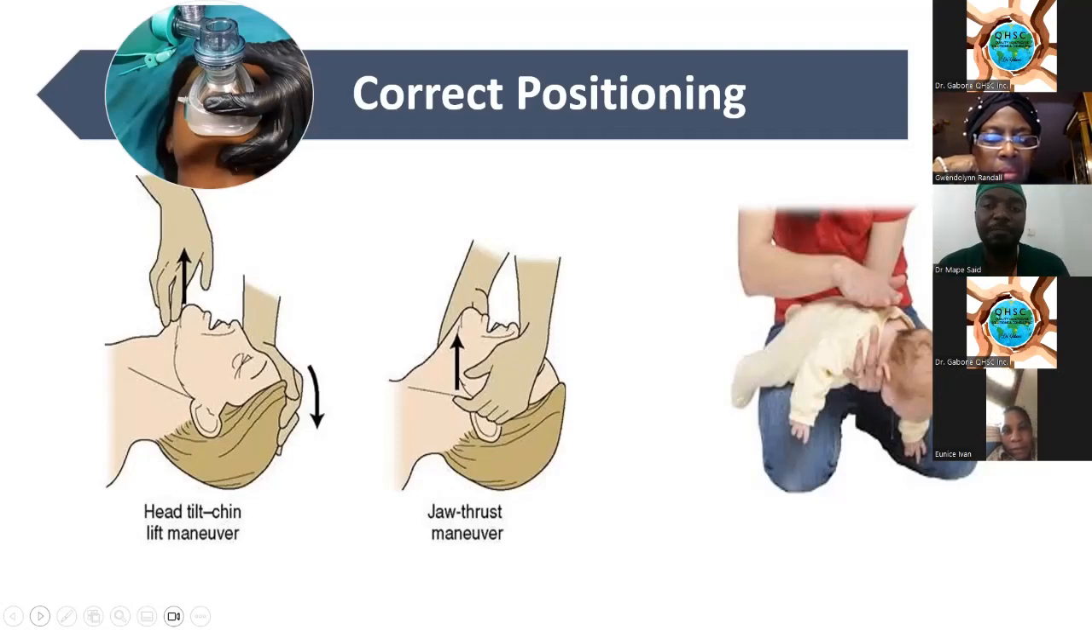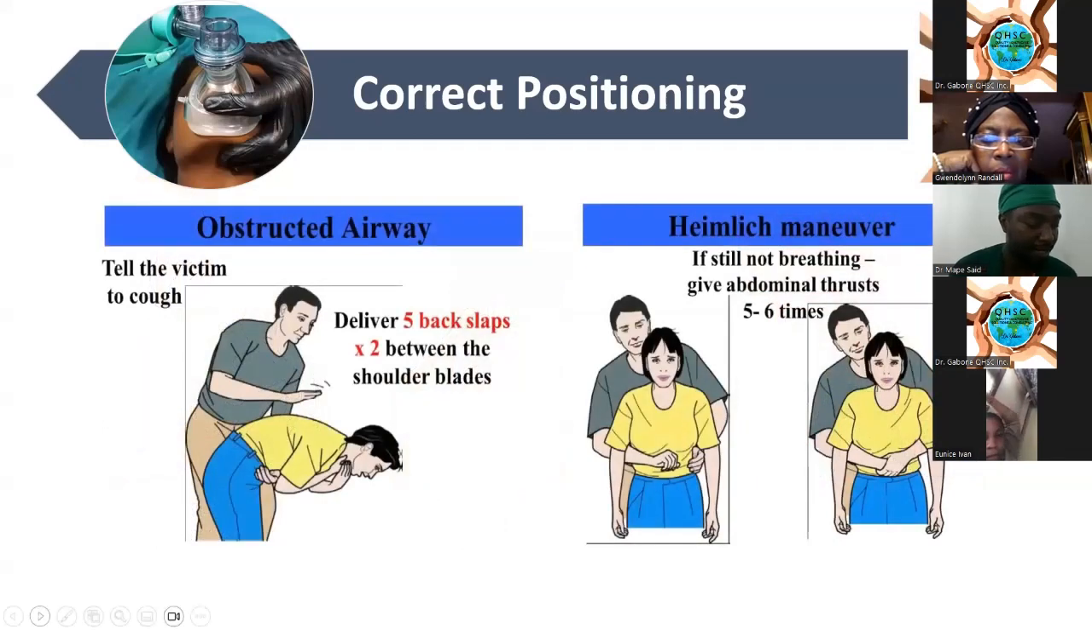And if there are secretions in the mouth, the patient will be able to swallow them rather than have them go into the trachea. And now the right picture shows how to put the baby in a head down position and apply back thrusts on top. So the next slide shows abdominal thrust and back thrust. The next slide.